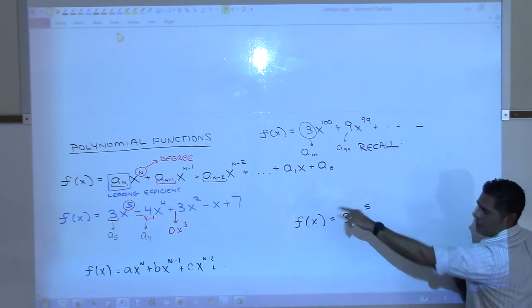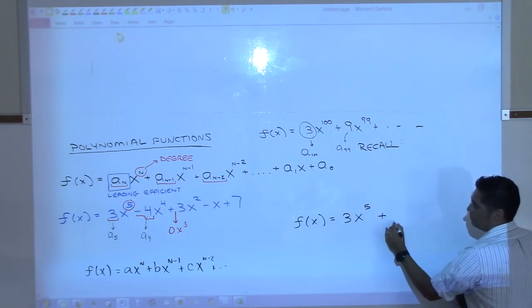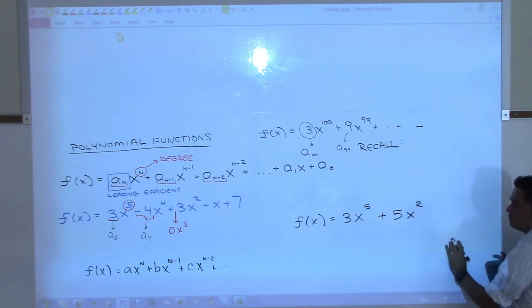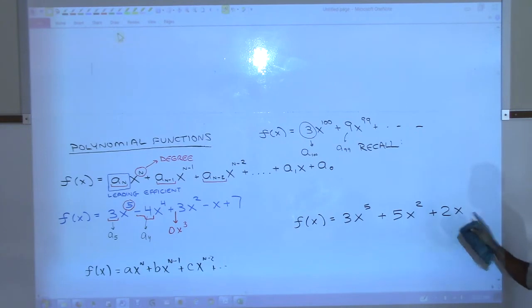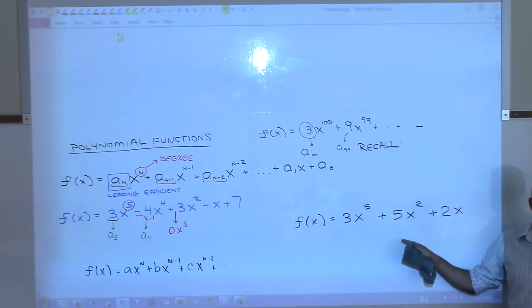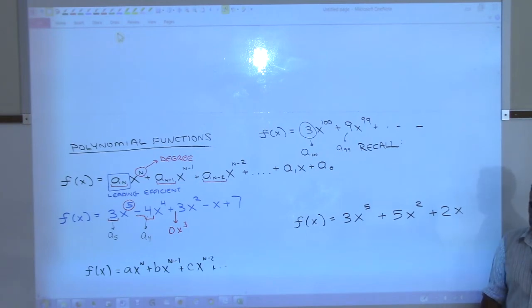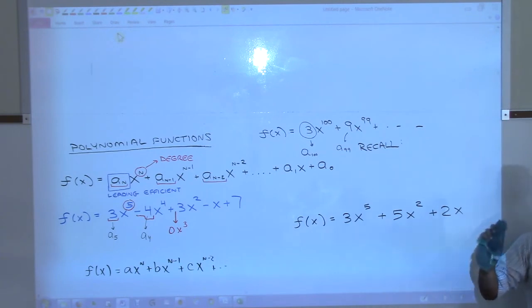If we had that and then 5, let's say plus maybe 5x squared and then just 3x, plus 2x. Let me ask you first, what's the degree of this polynomial? 5. The degree is 5 because the highest power is 5. What is the leading coefficient? 3, because it's the number in front of that. Those are the most important things we need to know.